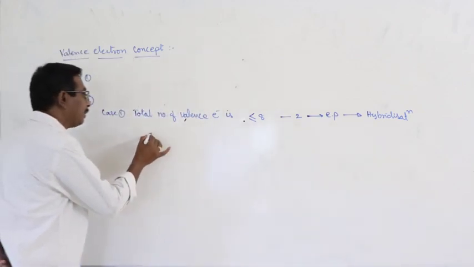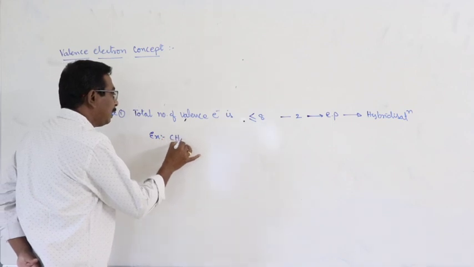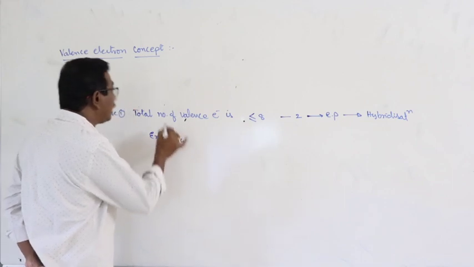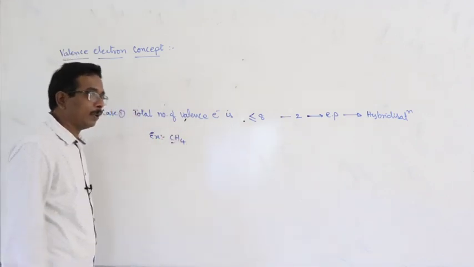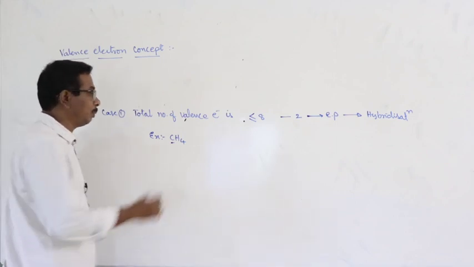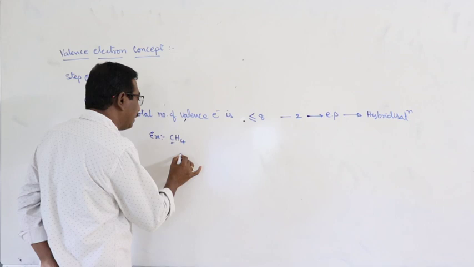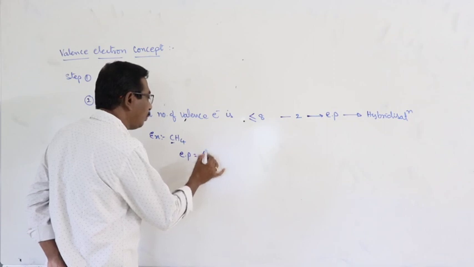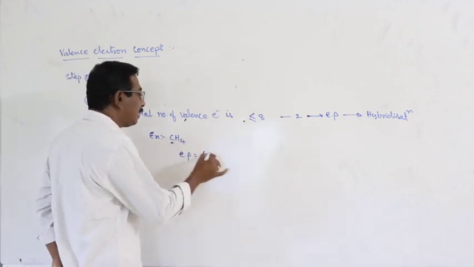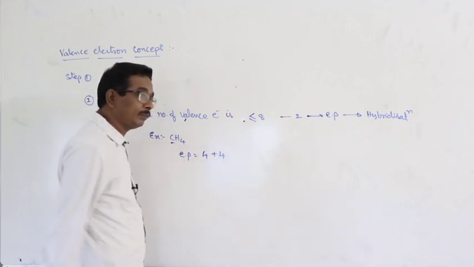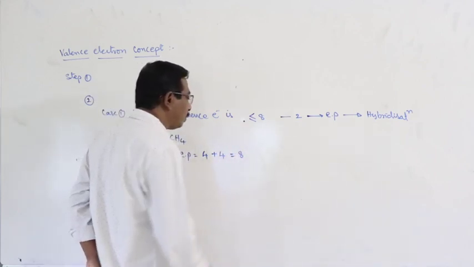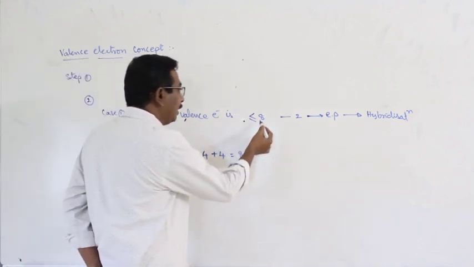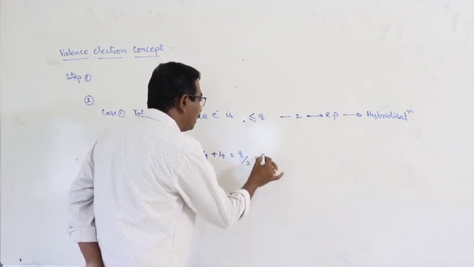Example. Let us consider CH4. Here, the total number of valence electrons. What is the central atom? Carbon. Carbon belongs to which group? Fourth group. Here, the number of valence electrons in carbon is equal to 4, and the number of valence electrons in hydrogen is equal to 4. Total number of valence electrons equal to 8. That is step 1. Now step 2, case 1.